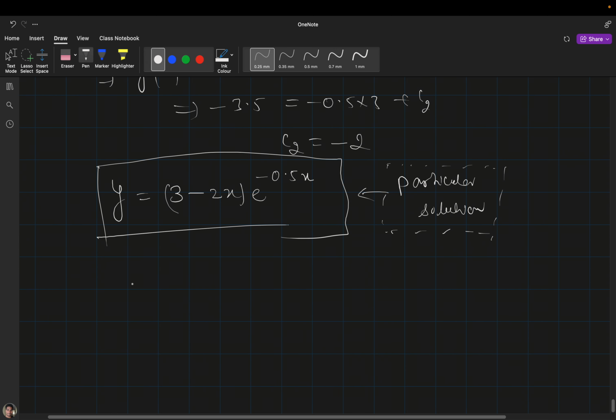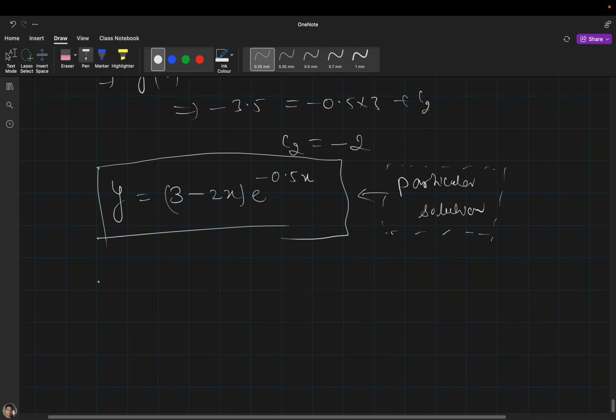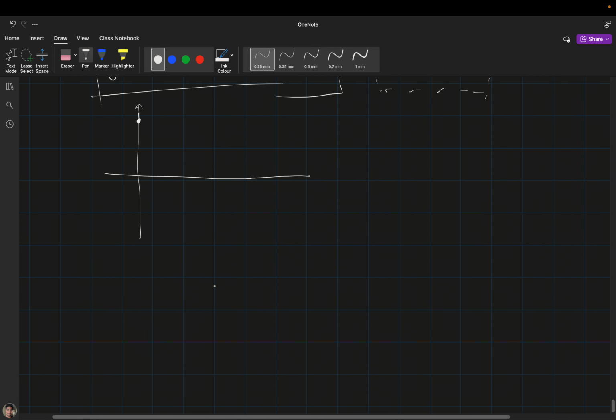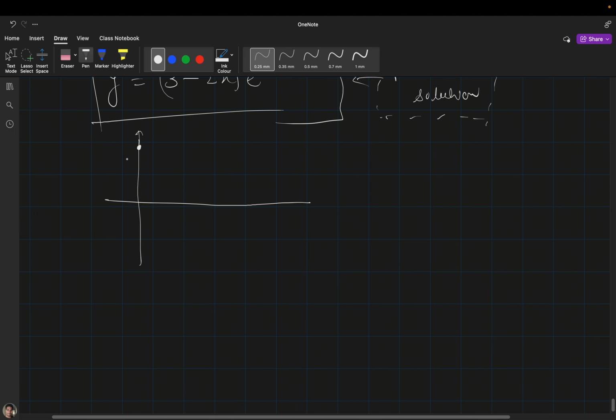Now if you plot the graph of this function, you will get something like this, because we know that at x equal to 0 the value is 3. So the graph will start from here, and it is also saying that at x equal to 0 the derivative is minus 3.5, which means the slope of the tangent line at x equal to 0 will be something like this.